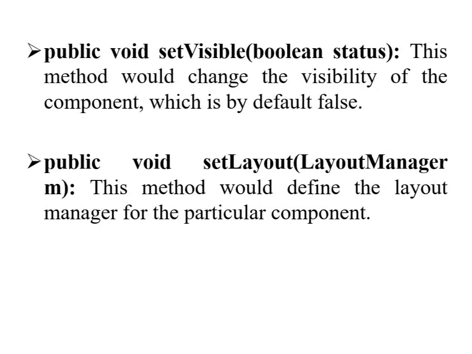Next one is public void setVisible, boolean status. This method would change the visibility of the component, which is by default false. Next one is public void setLayout, LayoutManager. This method would define the layout manager for the particular component.